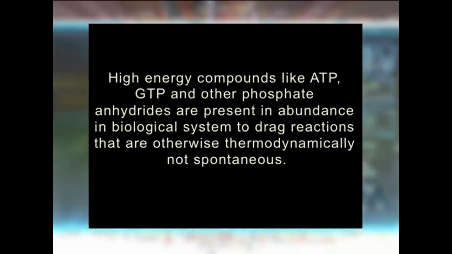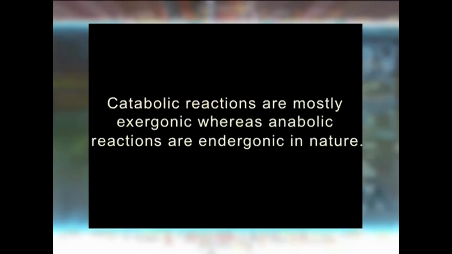High energy compounds like ATP, GTP and other phosphate anhydrides are present in abundance in the biological system to drag reactions that are otherwise thermodynamically not spontaneous. Catabolic reactions are mostly exergonic in nature, meaning they give out energy, and anabolic reactions are mostly energy absorbing reactions as they build up the body of the organism's systems and organs.